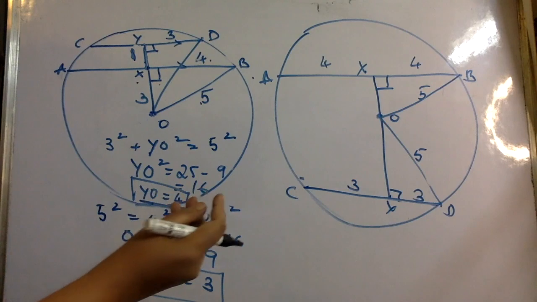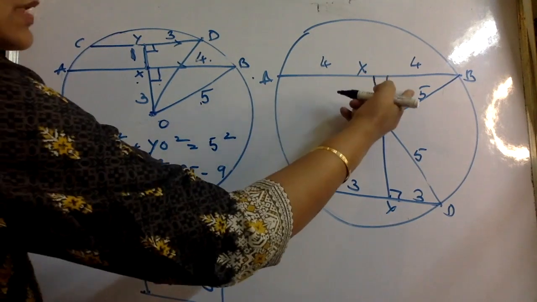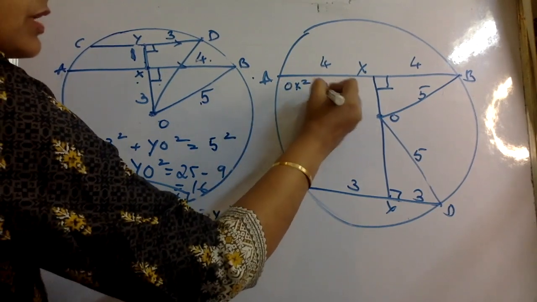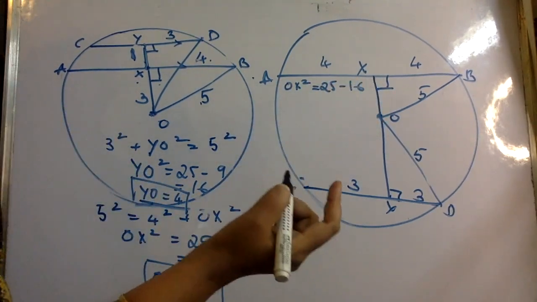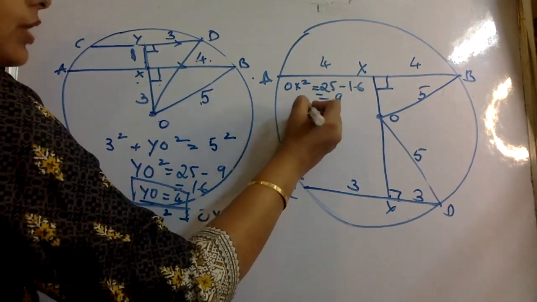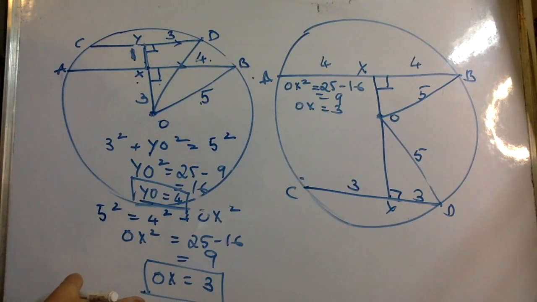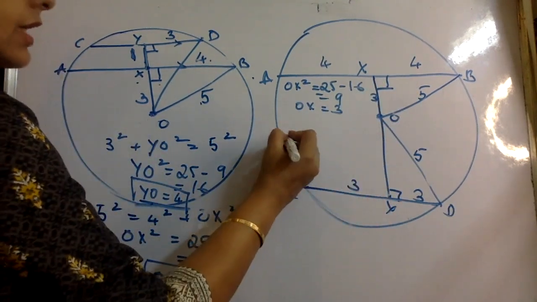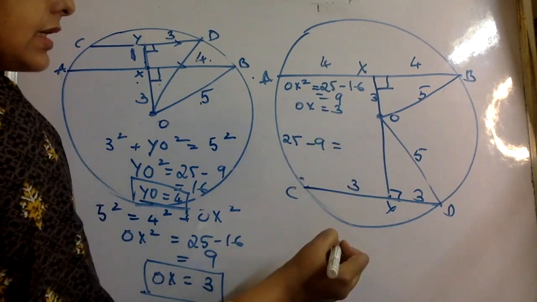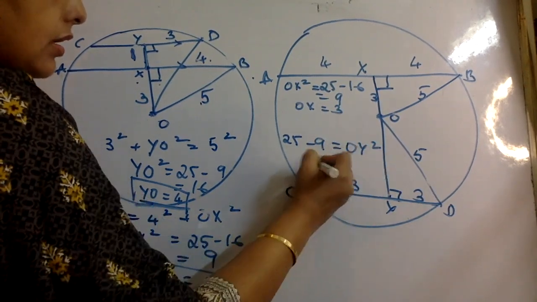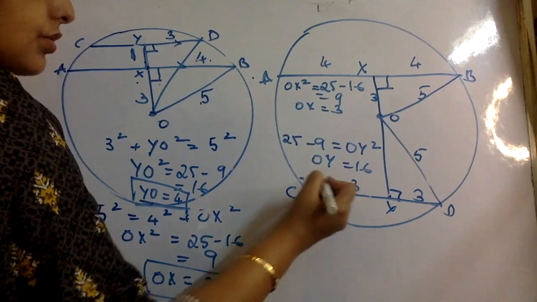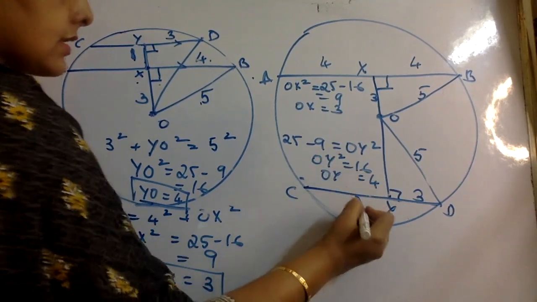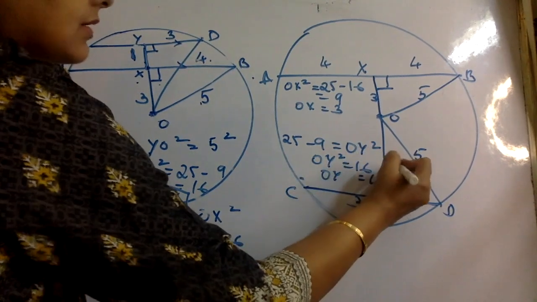Now here, if this is 5 and this is 4, I apply Pythagoras: OX square is 25 minus 16, which is 9, so OX comes to 3. Here also OX was 3, so this length is 3. If I apply Pythagoras here, then 25 minus 9 is OY square, which is 16. So OY is 4, and this length is 4.